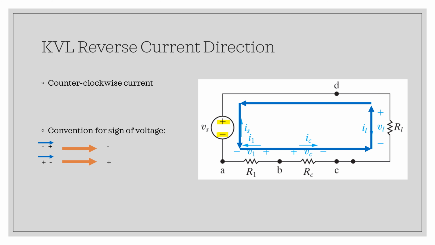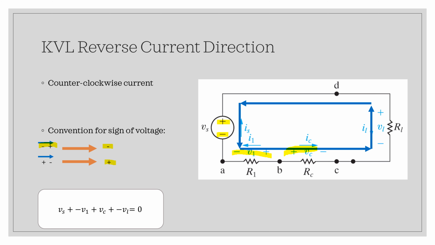So that means that our voltage would be positive. So it would be plus V sub S. And here, let's just put that in. Now let's go to R sub 1. We're entering at the negative terminal and exiting at the positive. So our voltage here would be negative, so that's minus V sub 1.